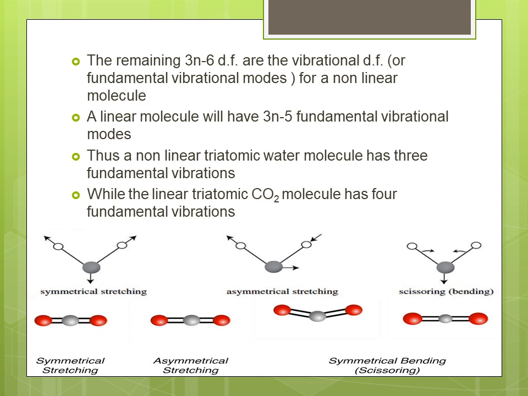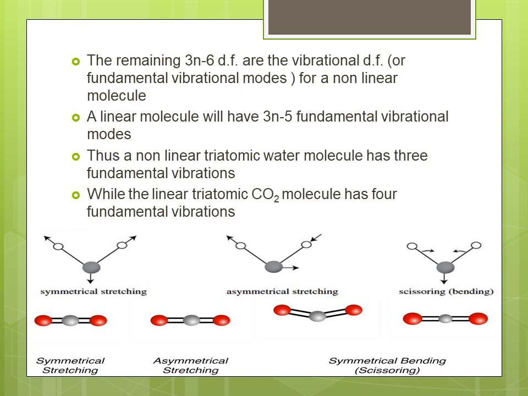For example, we have a water molecule. You can see its structure. It's a non-linear triatomic molecule. Since it's non-linear, we will follow the formula 3n minus 6, where n is the total number of atoms. 3 atoms are present in a water molecule, so 3 into 3 gives 9 minus 6. It means there will be 3 types of vibrations present in a water molecule, and you can see them in the diagram. These are symmetrical stretching, asymmetrical stretching, and the bending vibration, that is the scissoring vibration.